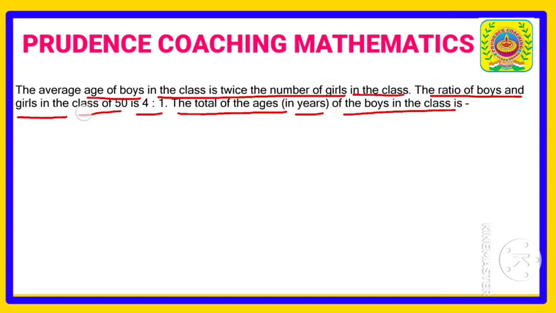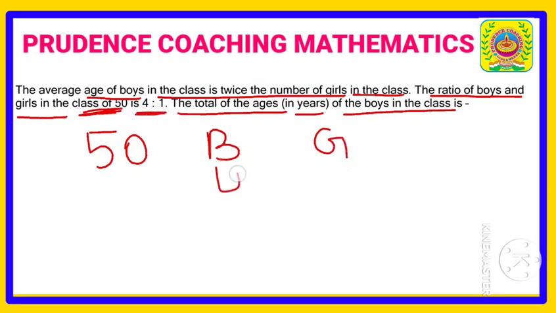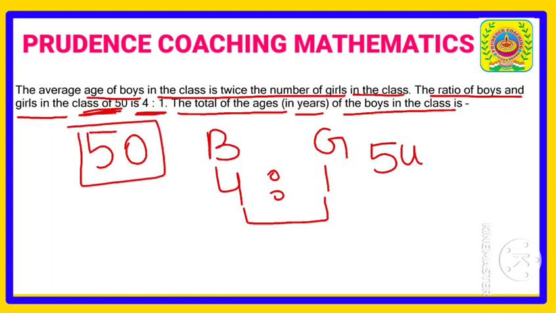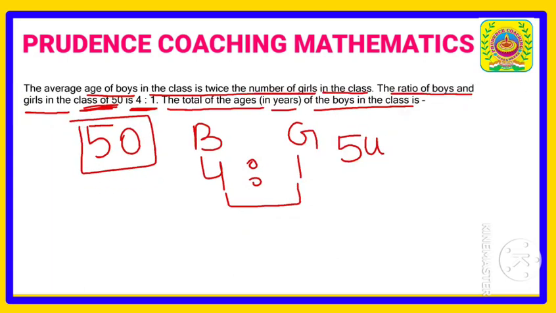But here it is given in the second line that the number of students in the class is 50. But we don't know the number of boys and girls in the class. But it is said that they are in the ratio 4:1. That means, if we add this 4 and 1 in the ratio, we are going to get 5 units. That is 4 plus 1, 5. This 5 units in actual represents 50 students.